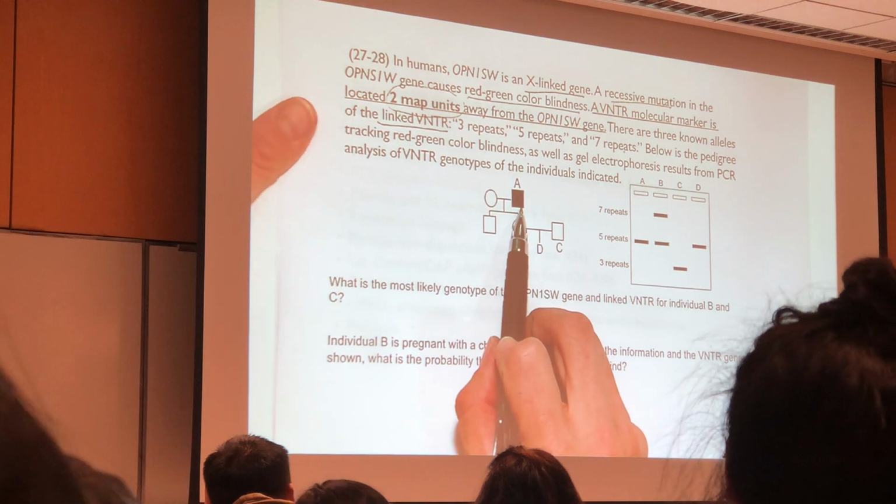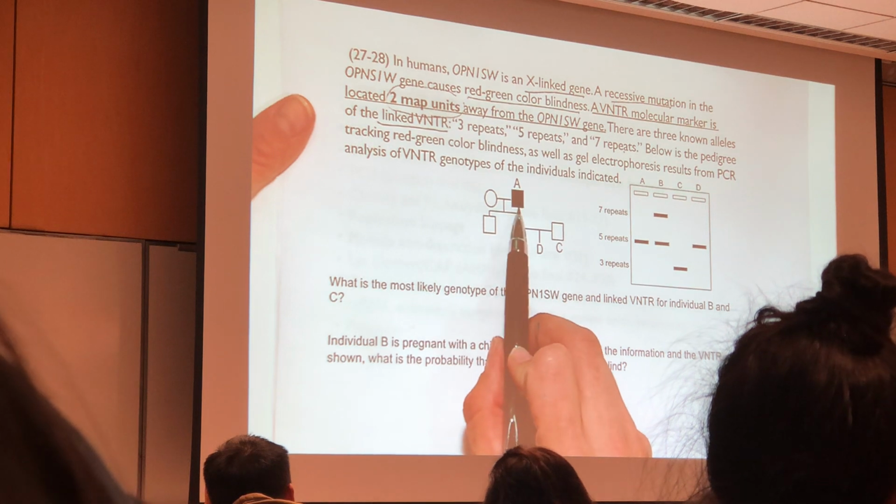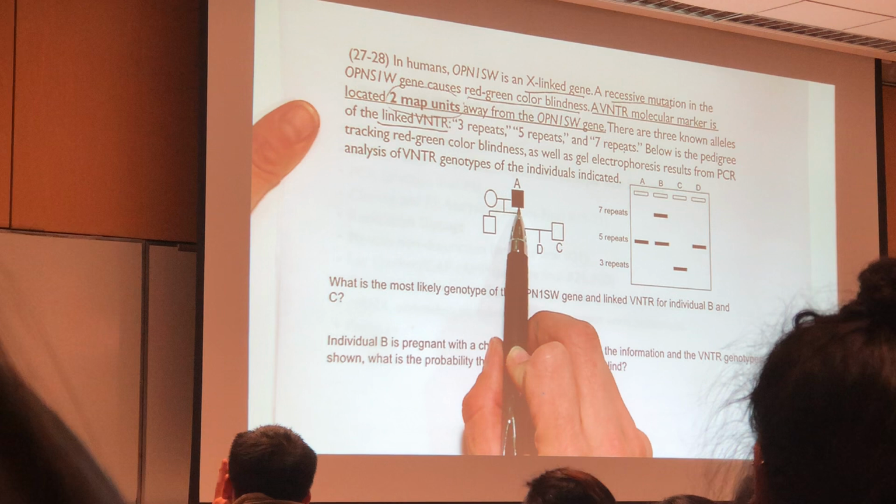Individual A has red-green color blindness. Individual A is a male because they are a square in the pedigree. I didn't mean it like that.